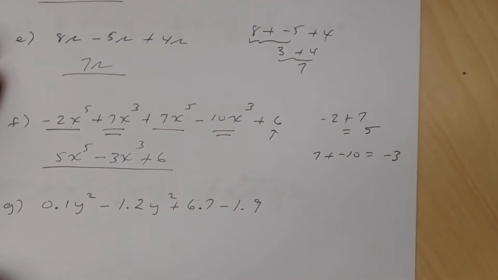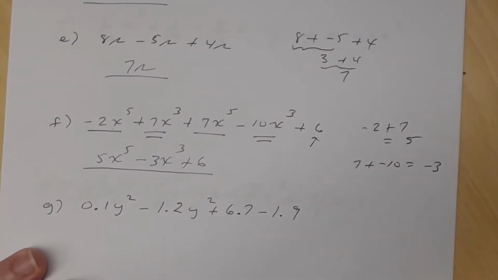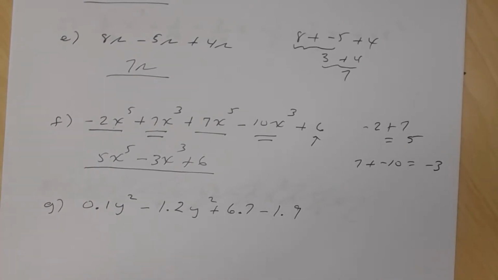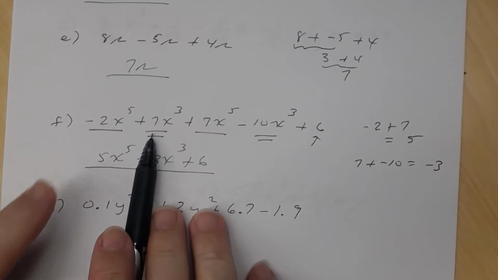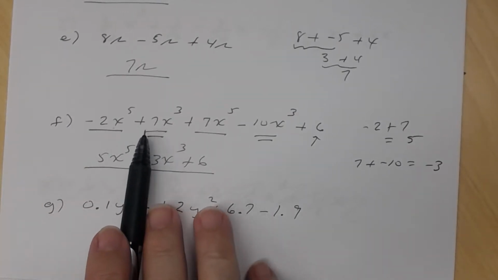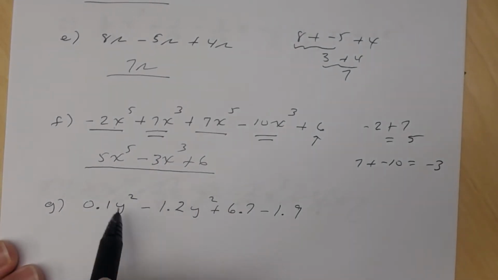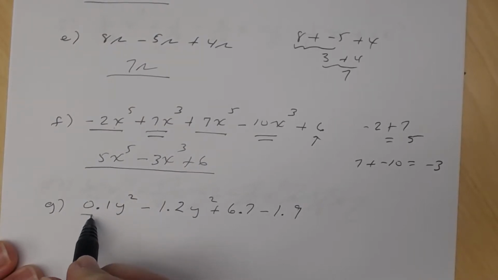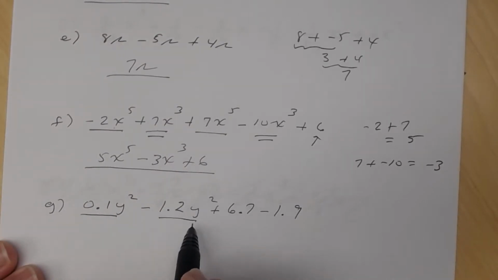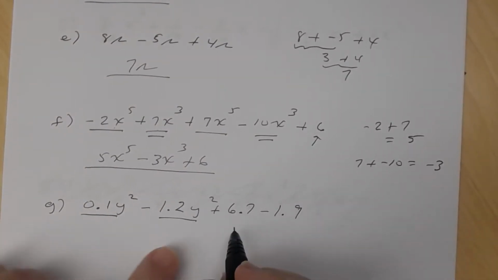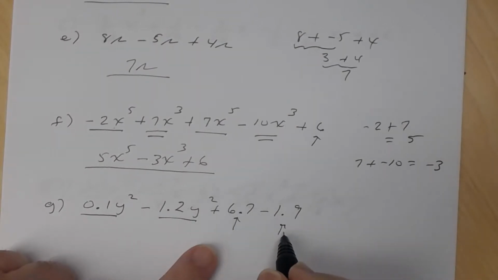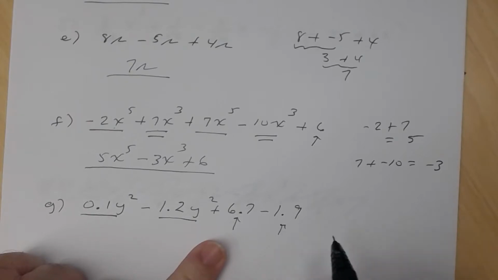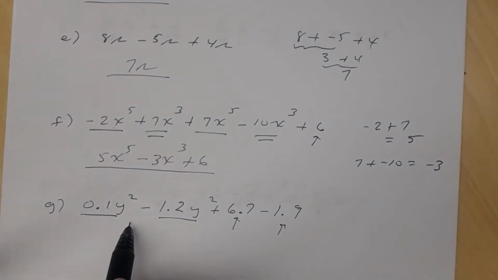Letter G. Now in letter G, I'm going to go ahead and use the calculator since those are dealing with decimals. It's quicker to just use the calculator here. Again, it's always best if you need to underline your like terms. So here's y squared, and here's another y squared. So those terms are alike. And then I have my constant terms. So I have two terms that are constants, and so they're like terms. All constant terms are like terms.